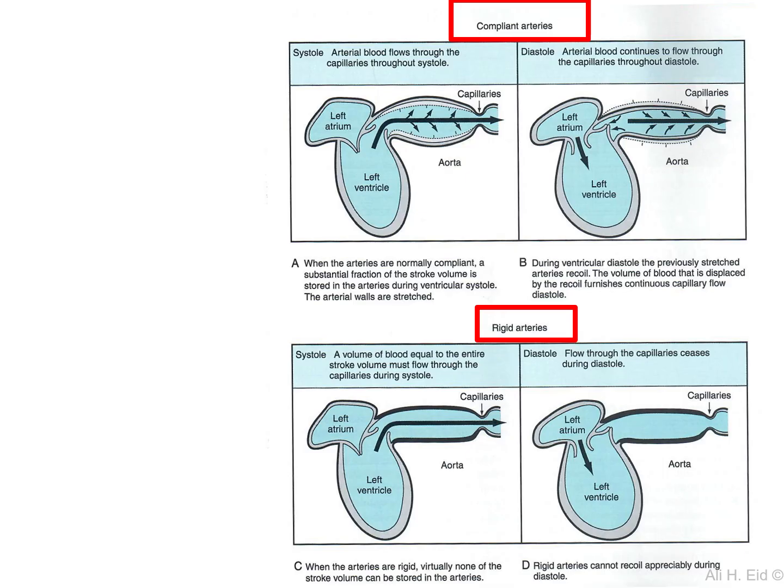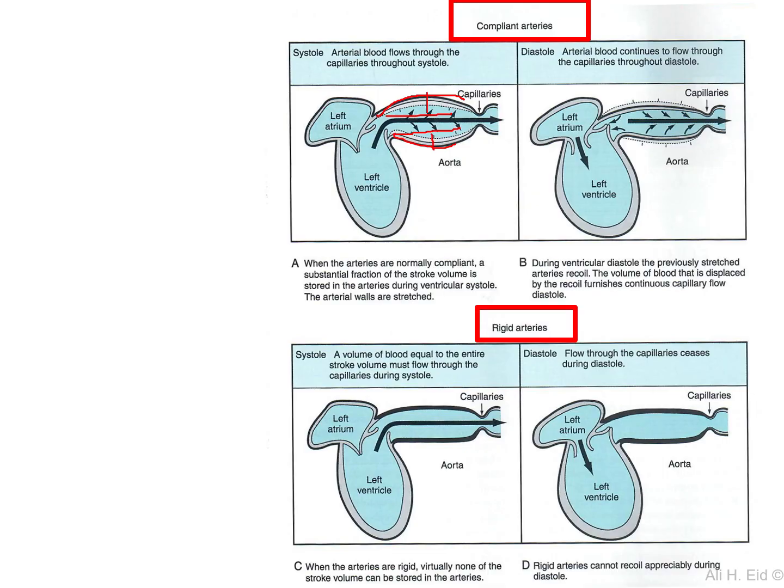Because the arteries are normally compliant, a large or significant fraction of the stroke volume is basically stored in the arteries. In other words, as the left ventricle is pumping the blood, all that blood is going to go into the aorta. But look at the shape of the aorta. In this case, we had a bulging out of the aorta. Instead of it being like this, it bulged out.